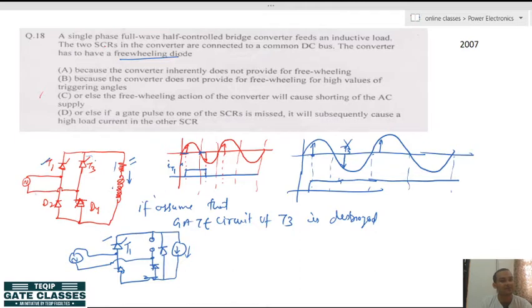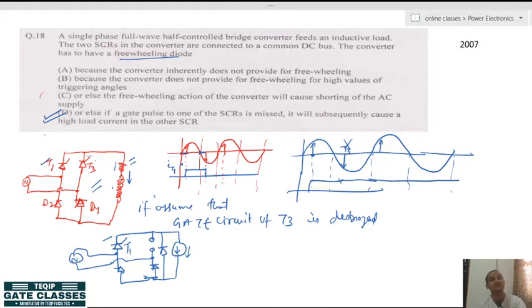Otherwise, if the circuit is working fine, in that case inherently it has the freewheeling function, and you do not need to give any freewheeling diode. But if somehow the gate circuit of any of the thyristors is destroyed, or you miss the gate pulse, in that case one thyristor will be overburdened with the load current. That is why we need a freewheeling diode. So, in this case option D will be correct.